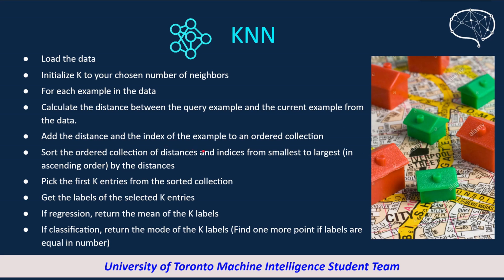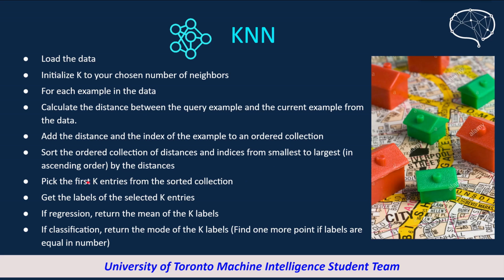And then we add the distance and the index of the example to an ordered collection. We sort the collection of distances and indices from smallest to largest, sorting by the distances. So we look at the distance between our own house and the neighborhood houses. We sort these houses based on distance. For example, I would say this is the closest one, this will be the second closest one, this will be the third closest one, then 4, 5, 6.